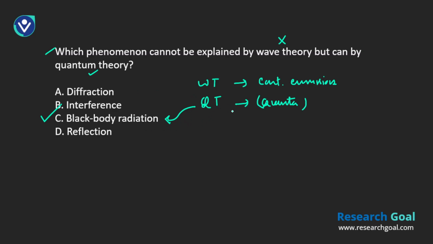That was explained by our quantum theory. And let's see why the other options are incorrect. Option A, diffraction, is fully explained by wave nature, yes. Interference is also explained by wave theory. And for option D, classical wave theory is sufficient to explain reflection. The only missing link in this case is black body radiation.